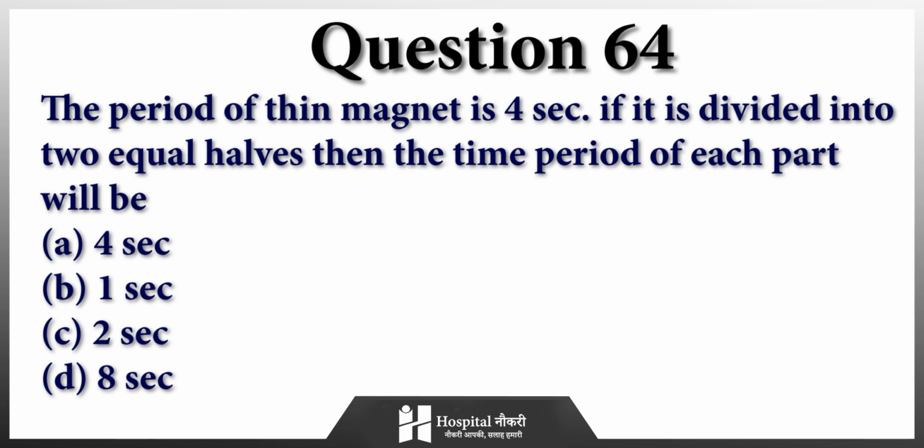Next question is, the period of thin magnet is 4 seconds. If it is divided into two equal halves, then the time period of each part will be 4 seconds, 1 second, 2 seconds or 8 seconds. Correct option is, it will be 2 seconds.